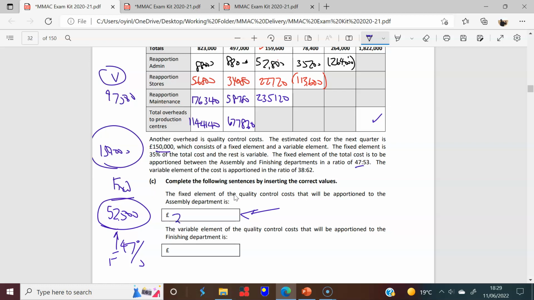That's 24,675. With regards to the variable element, it tells us that it is split in the ratio 38 to 62. So 62% of this variable element of 97,500 should go here. So that's 60,450. So there we are.